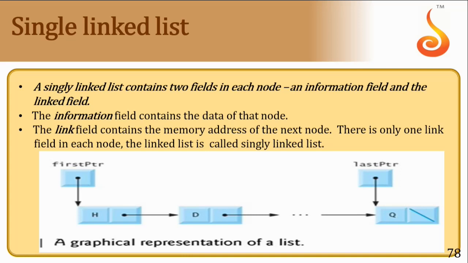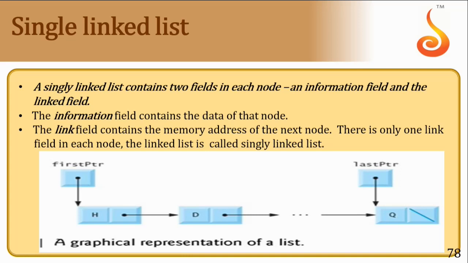For example, the first one is created at 100, the second one may be created at location 10,000. It will be scattered wherever that many bytes are available at that point of time. So how will you link it? Because you need to traverse, right, one after the other.